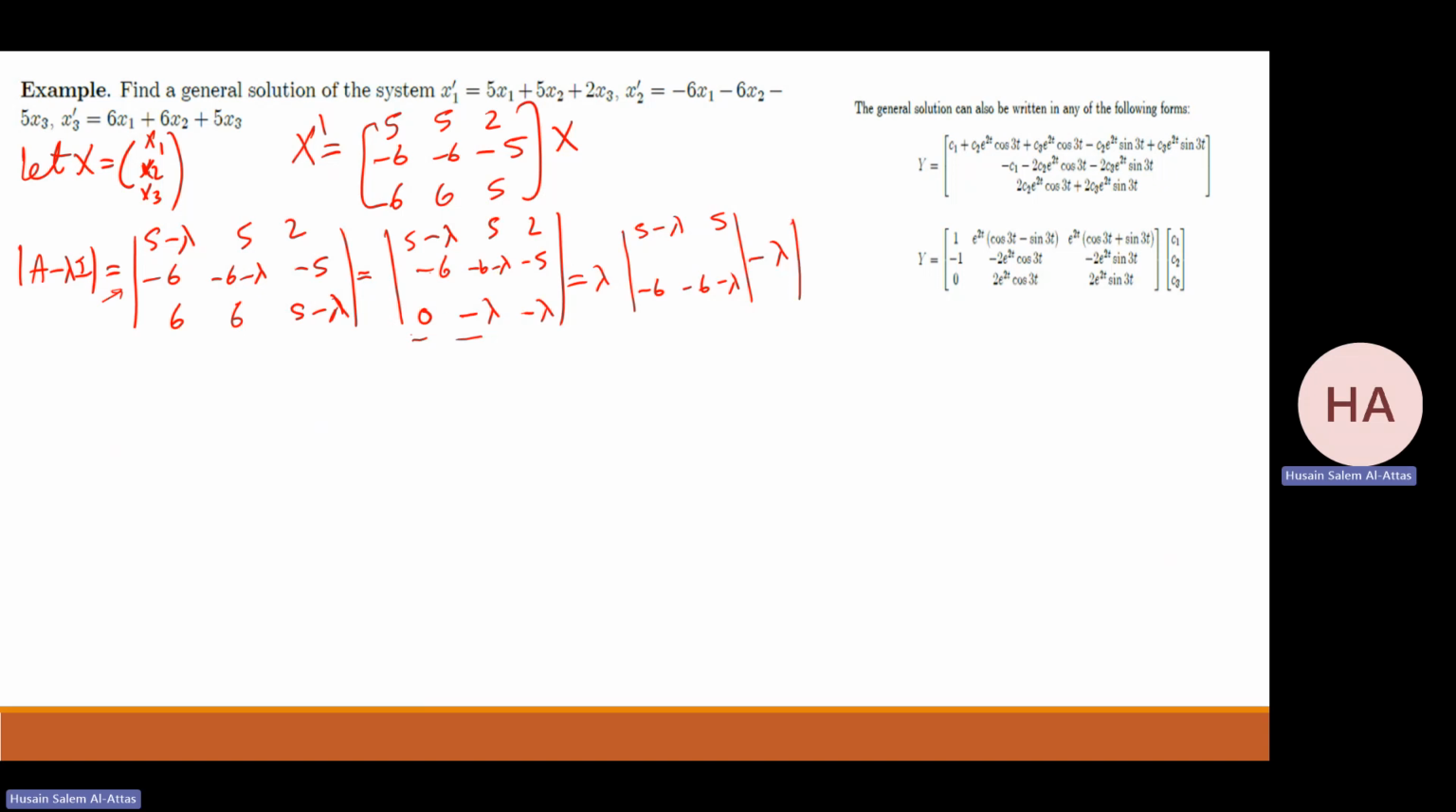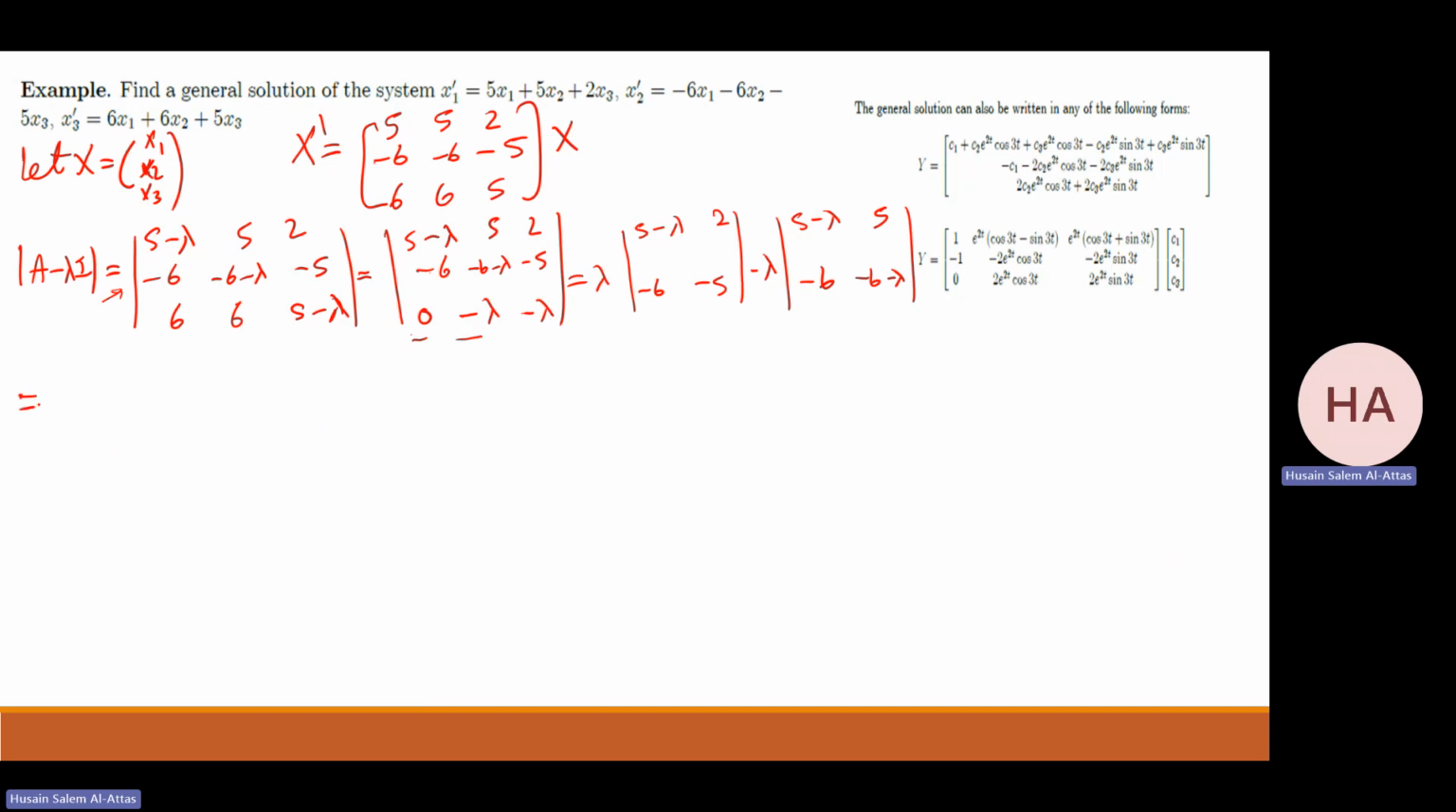Cancel the third row, third column. I have 5 minus lambda. What is this? No, wait a minute. This is not correct. I'm canceling here the third row, second column. So that will be 2 and minus 5, 2 and minus 5. Minus lambda. This one will be 5 minus lambda, minus 6. Third row, third column: 5, 6, minus lambda.